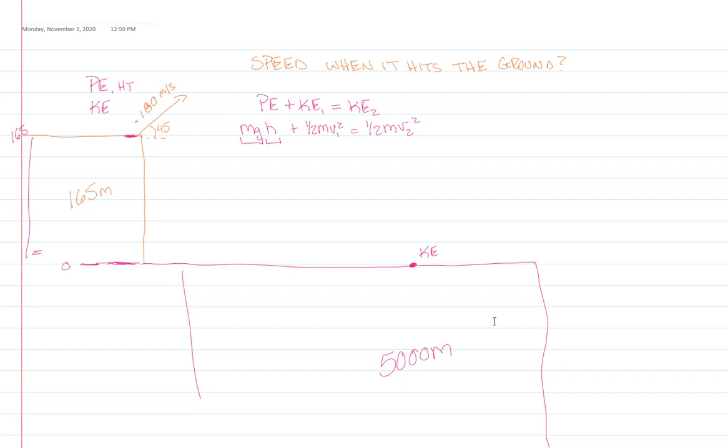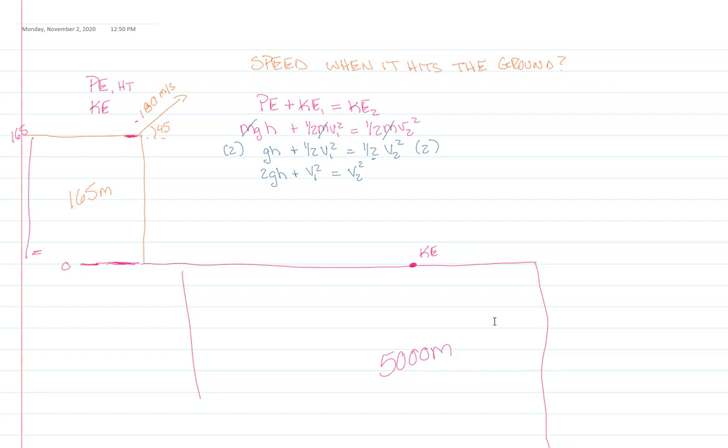And now I can simplify this sum. I can look at this and say, okay, so what do I got? M's everywhere, so all my masses are going to cancel. And I can rewrite this as gh plus 1/2 v1 squared equals 1/2 v2 squared. Now the next thing I want to do is get rid of this 1/2, so I'm going to multiply both sides by 2. And I get 2gh plus v1 squared equals v2 squared.